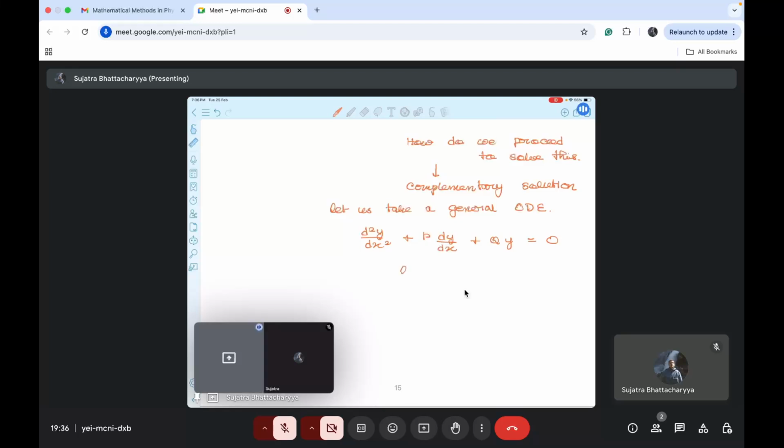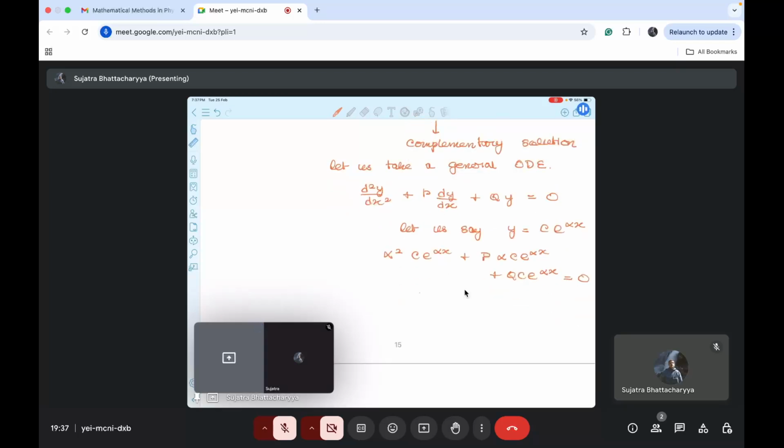I assume, let us say, y is equal to some c times e to the power alpha x. Alpha is also a constant, c is also a constant. If I put it here, then what will happen? You are differentiating it twice, so it will be alpha square c e to the power alpha x plus p times alpha c e to the power alpha x plus q times c e to the power alpha x, because there is no derivative. That should be equal to 0.